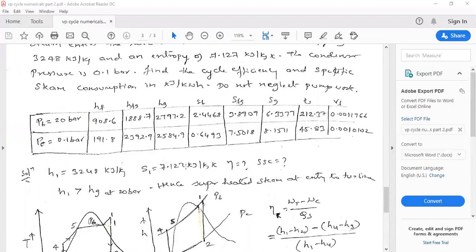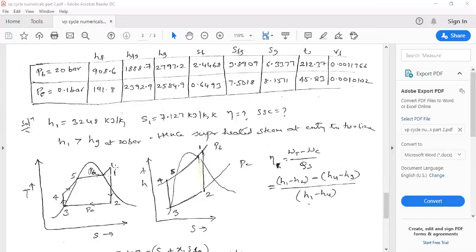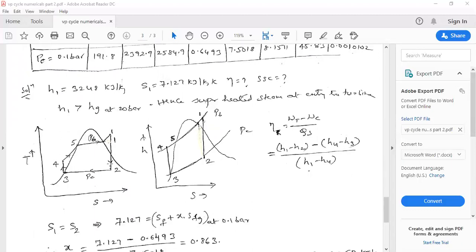Next, the S1 value is also directly given. So S1 is equal to 7.127 kilojoules per kg Kelvin. Now we know H1 and S1 directly. Point number 1 is in the superheated region. Next, 1 to 2 is the expansion of the steam in the turbine, and point 2 lies in the wet region. We do not know the value of X2.